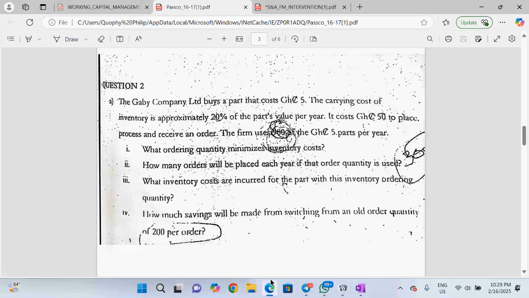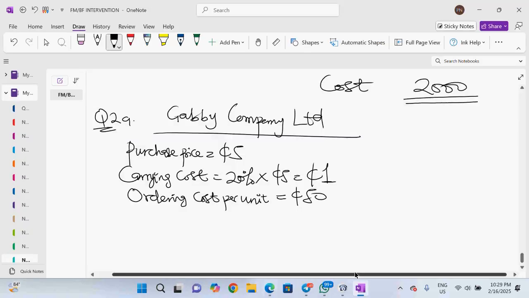The firm uses 900 of the 5 cedis parts per year. That is the annual demand. So annual demand is how much? 900. What else?